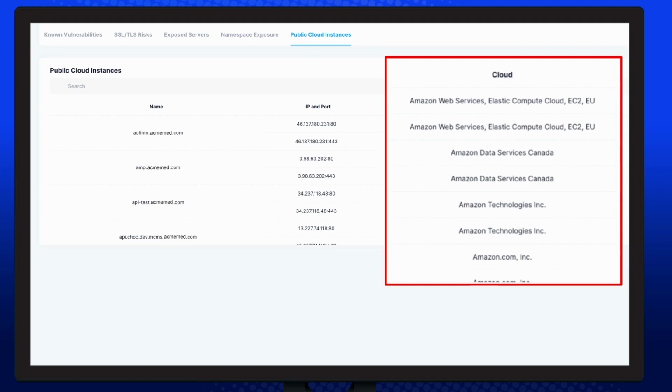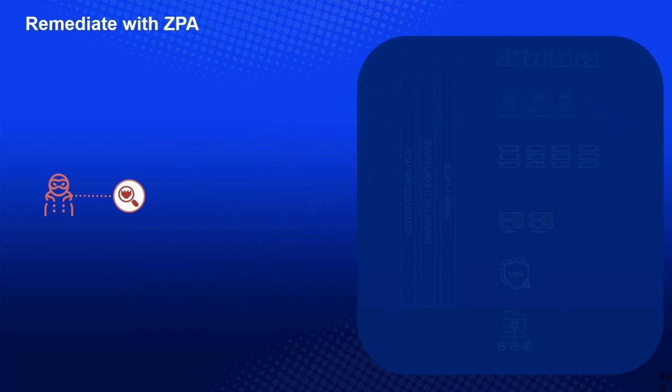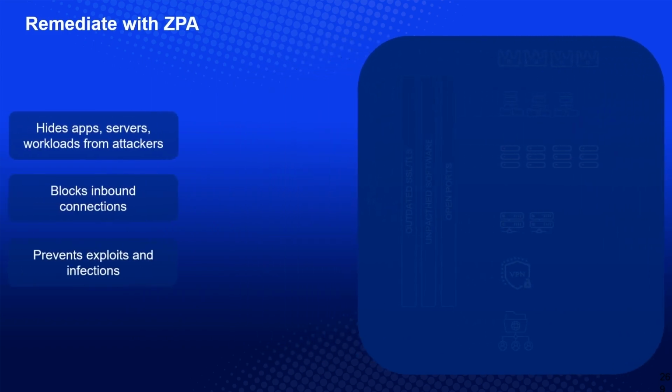A lot of customers tell us, I'm just on AWS. They are surprised to see they have dev environments in Azure or GCP. So knowing where these applications are is very important. Why do you need to know this? Because without knowing where these assets are, you cannot remediate them. And remediation of this is very easy through our ZPA service.